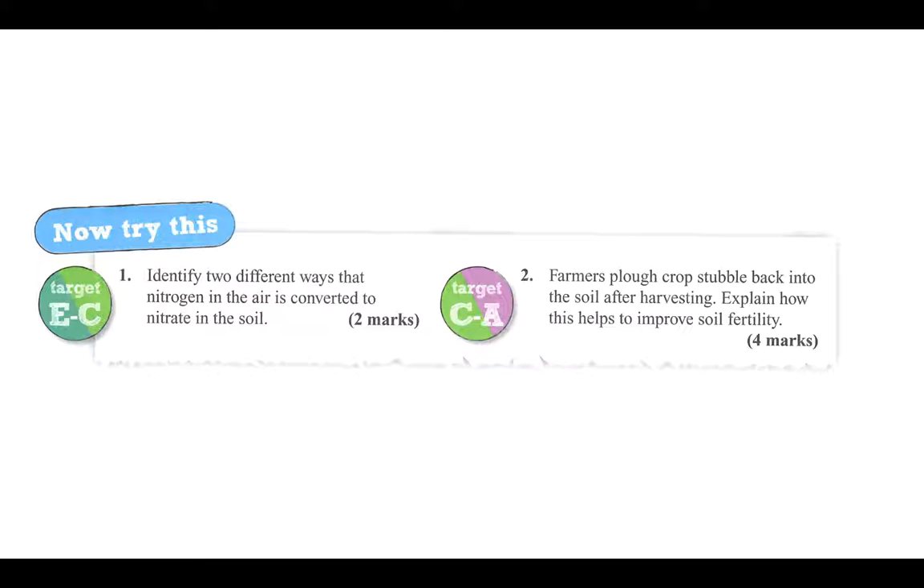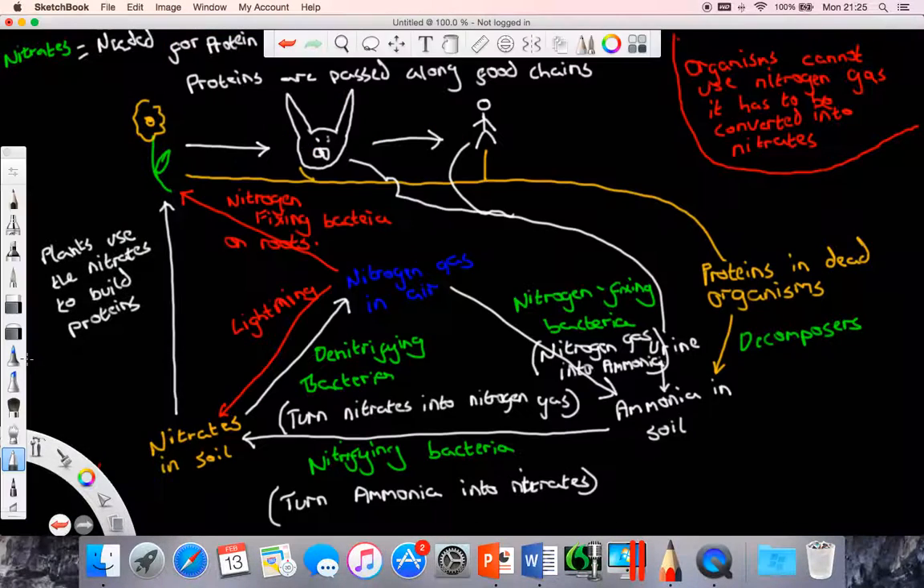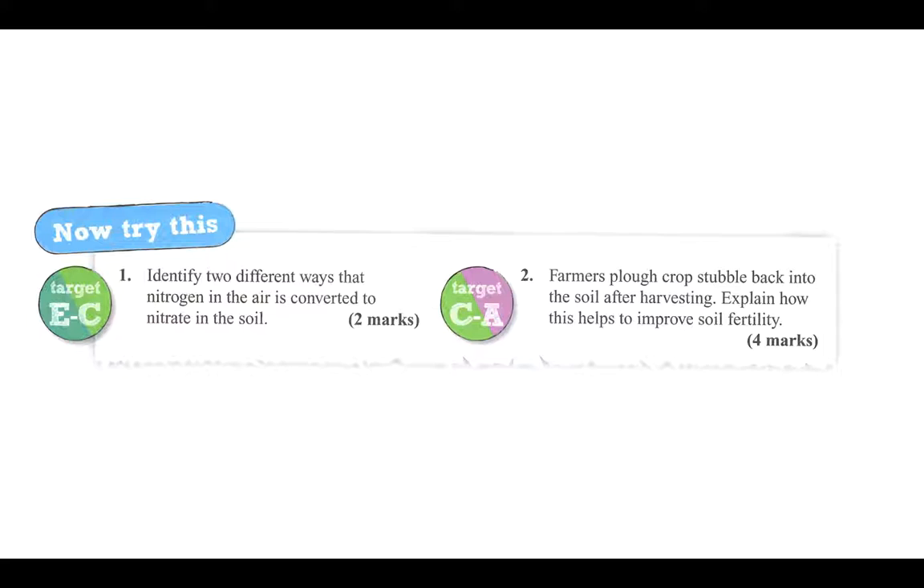Okay, so the first question says, identify two different ways that nitrogen in the air is converted into nitrates in the soil. You should have said that soil bacteria convert nitrogen to ammonia and then to nitrates. So you should have said that these nitrogen fixing bacteria turn nitrogen gas into ammonia, and then the ammonia is turned into nitrates by nitrifying bacteria. That would have given you 1 mark. Your second mark comes from saying lightning. Lightning can convert nitrogen gas into nitrates.